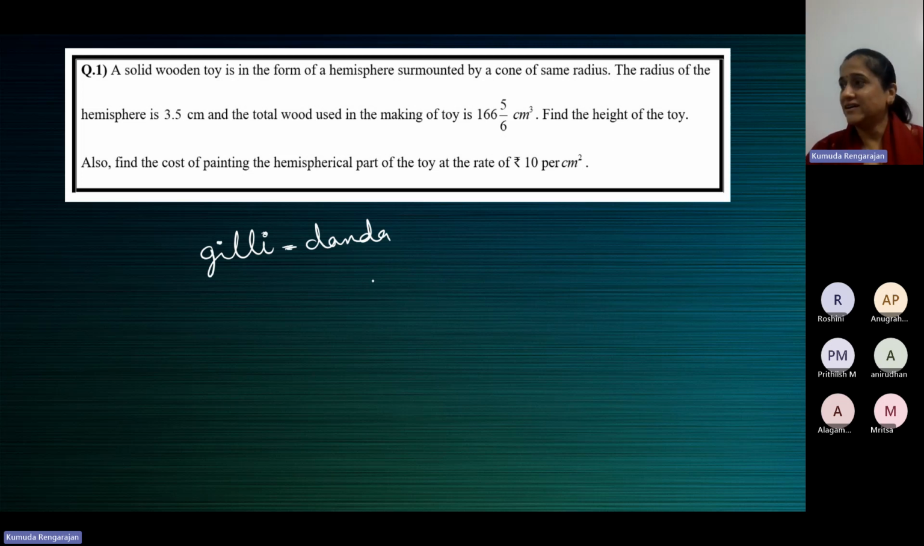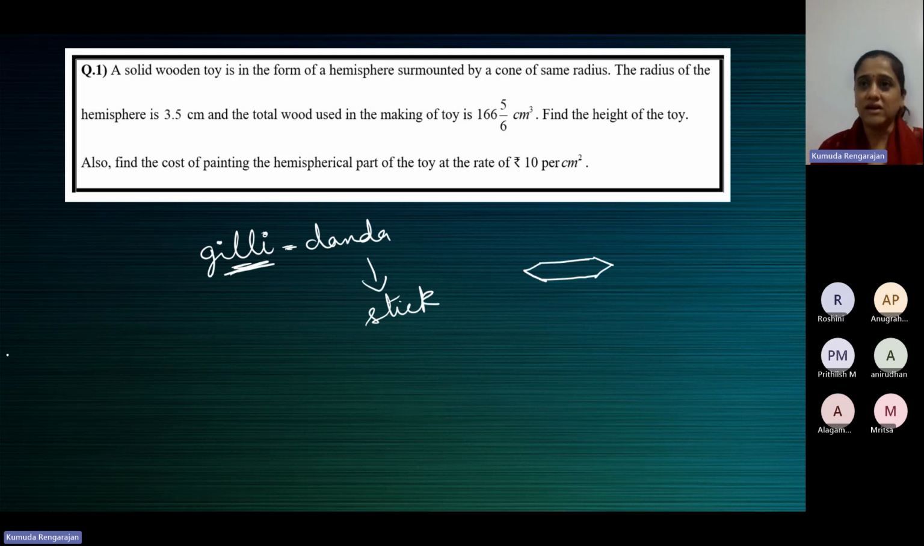So, this is Gilli Danda. Danda means stick. Danda is a stick. And Gilli is, so have you seen how this is played? Yeah, so this gilli is a combination of a cylinder with conical ends. This gilli is a solid made of wood. Both the pieces are made of wood. Now this gilli is a combination of a cylinder and two cones. So it's cylindrical with conical ends.